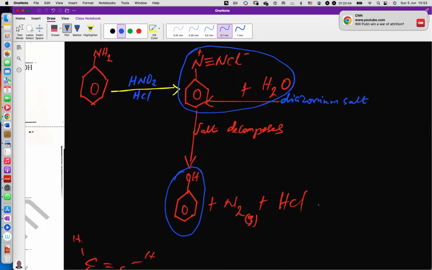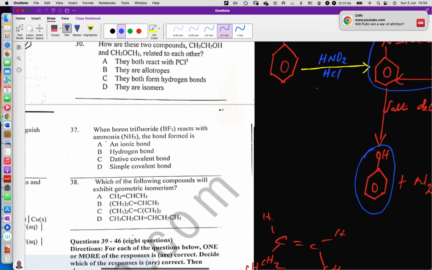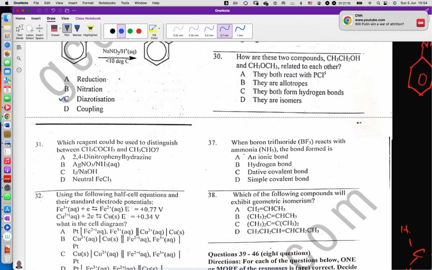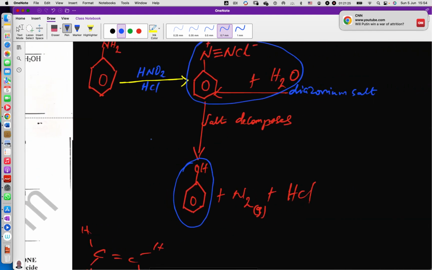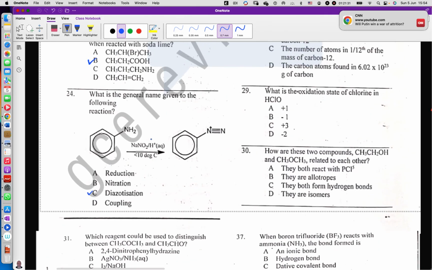So now our question is, what is the general name? Since it is the formation of a diazonium salt, we cannot call it reduction, nitration, or coupling. We will call it diazotization, the formation of the diazonium salt. Okay, it takes us to question number 25.